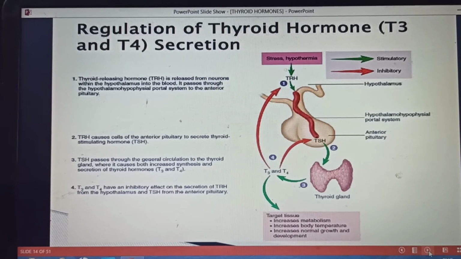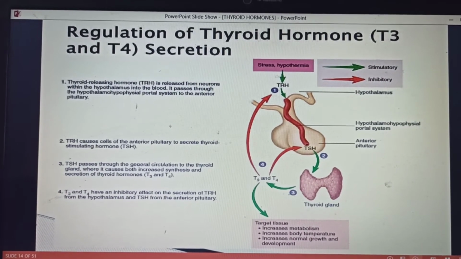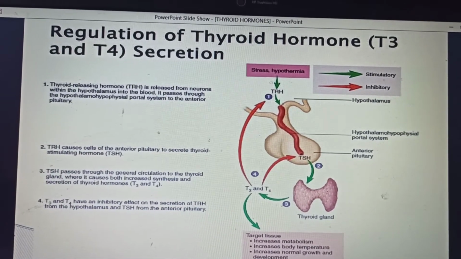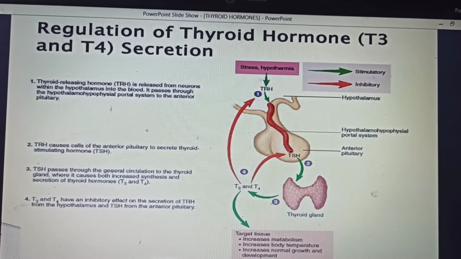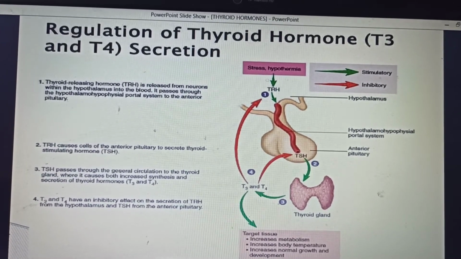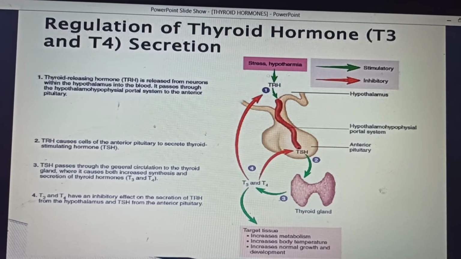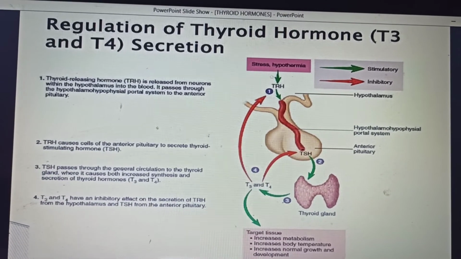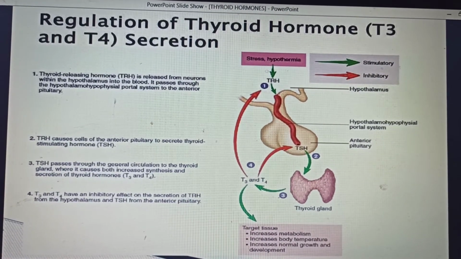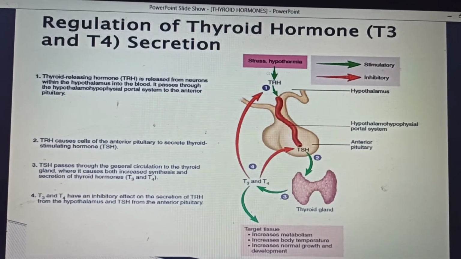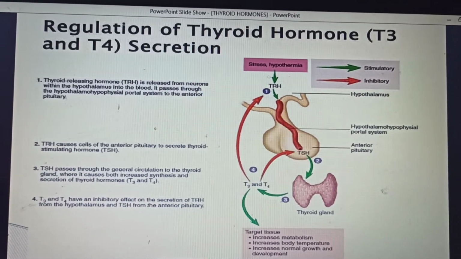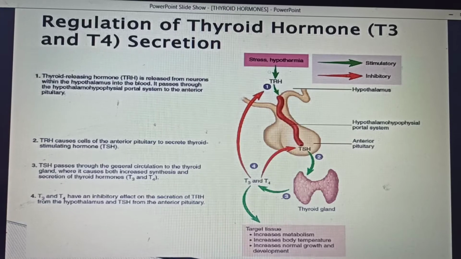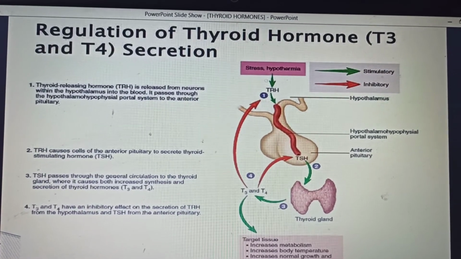So in this slide also it is shown that thyroid releasing hormone, or thyrotropin releasing hormone, TRH, is released from the neurons within the hypothalamus into the blood. It passes through the hypothalamo-hypophyseal portal system to the anterior pituitary. TRH causes cells of the anterior pituitary to secrete TSH, that is thyroid stimulating hormone. TSH passes through the general circulation to the thyroid gland, where it causes increased synthesis and secretion of T3 and T4. T3 and T4 have an inhibitory effect on the secretion of TRH from the hypothalamus and TSH from the anterior pituitary.